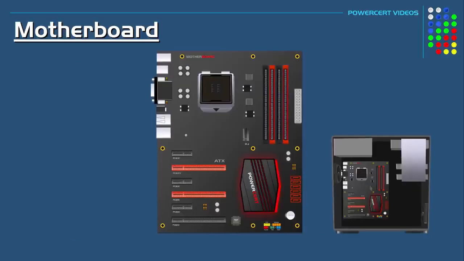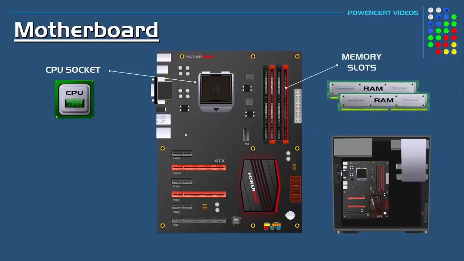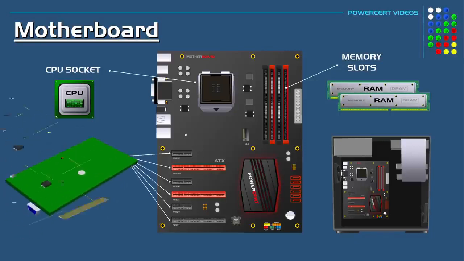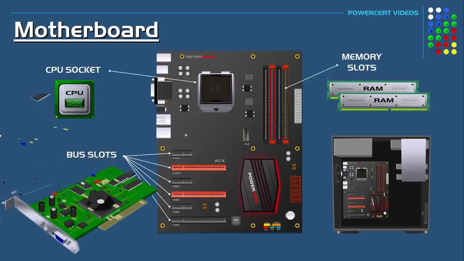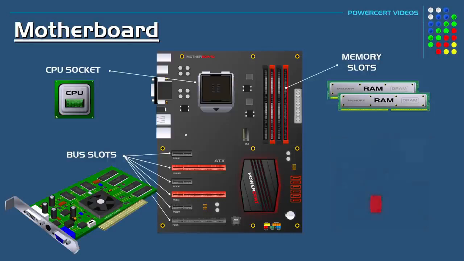So for example, there's the CPU socket. The CPU socket is where the CPU, or Central Processing Unit, is placed. There's the memory slots, and this is where the primary memory DIMM modules, known as RAM, are inserted. And there is also the bus slots, or expansion slots. And these are used to install various components to add more capabilities to a computer, such as a video card, sound card, network card, and so on.